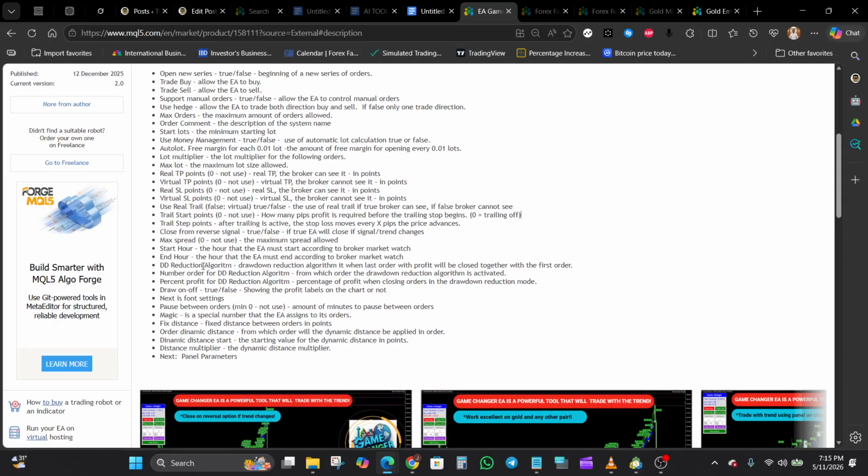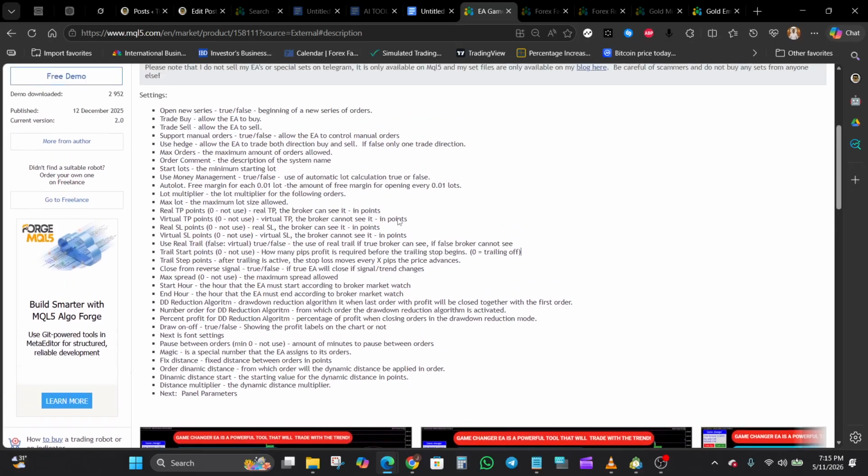Okay, so as we continue going through the settings, you can see that there are additional controls for maximum spread limits, trading hours, pauses between orders, dynamic order distance parameters, and a drawdown reduction algorithm. The drawdown reduction feature is particularly interesting because the description explains that it can close profitable positions together with earlier trades once certain profit conditions are met. And of course, how that behaves historically will depend heavily on settings configuration and market conditions during testing, right?